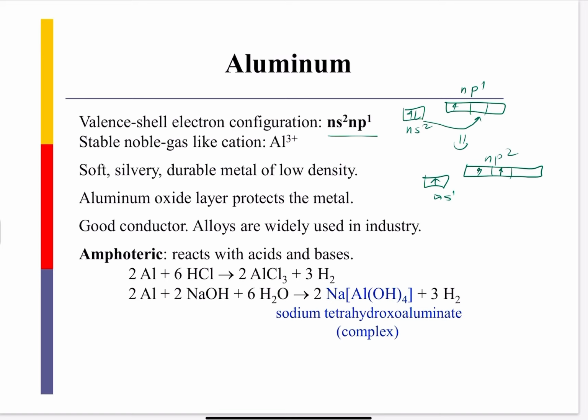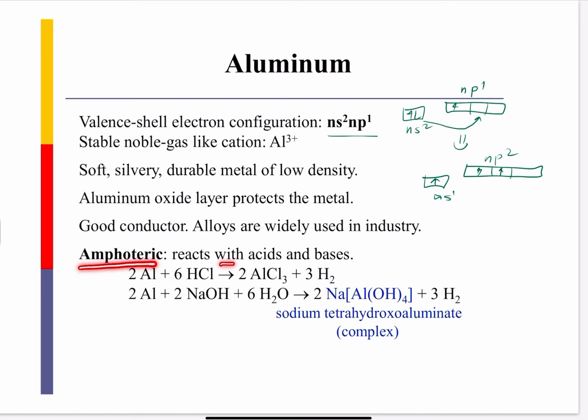It's a soft, silvery and durable metal of low density. A very good thing about aluminum is that the oxidation layer protects the metal. Because of this, new aluminum is very silver, but old aluminum is a little darker because of the aluminum oxide. It is a good conductor. Alloys with other metals are widely used in industry because aluminum is mainly soft, but alloys are harder. It can be used in big industries, like the production of airplanes or other things.